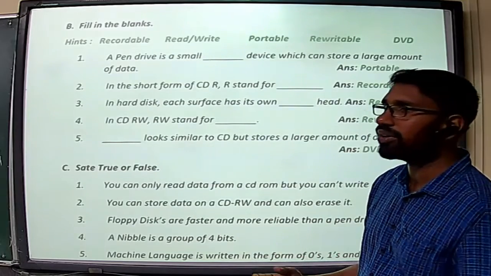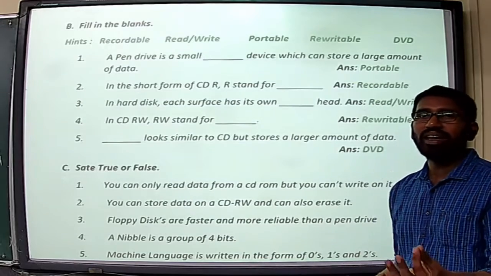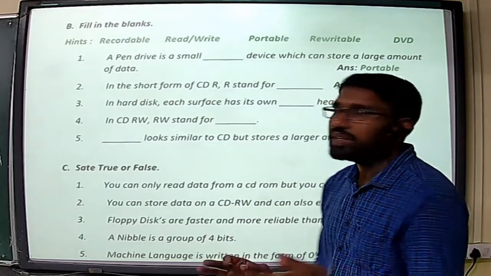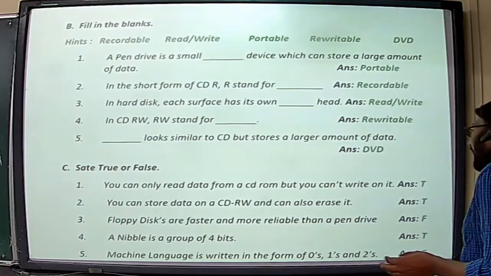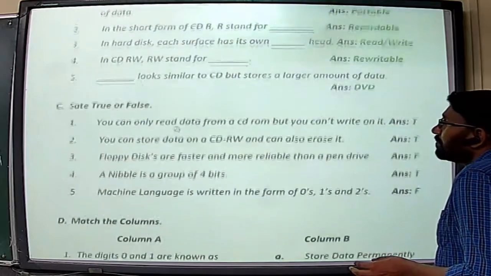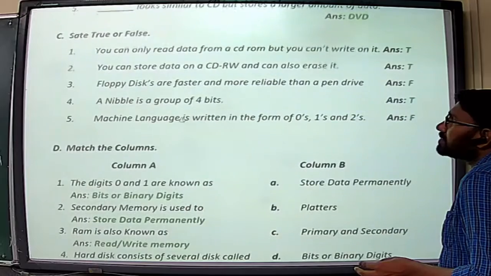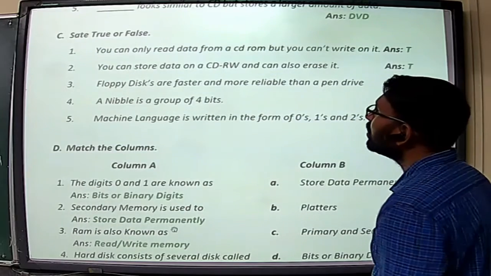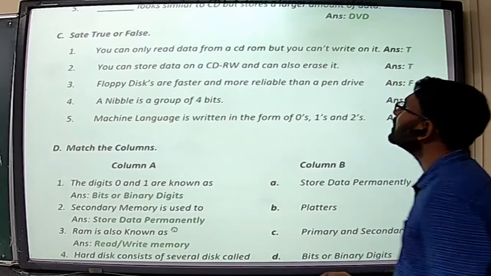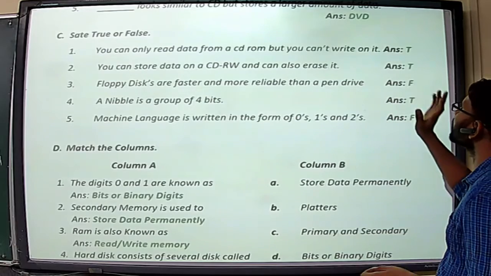It carries 4.7 GB. A CD can only carry 700 MB. It's a large amount. The answer is DVD. Then we are going to Section C. State true or false. You can only read data from a CD-ROM, but you can't write on it. Yes.